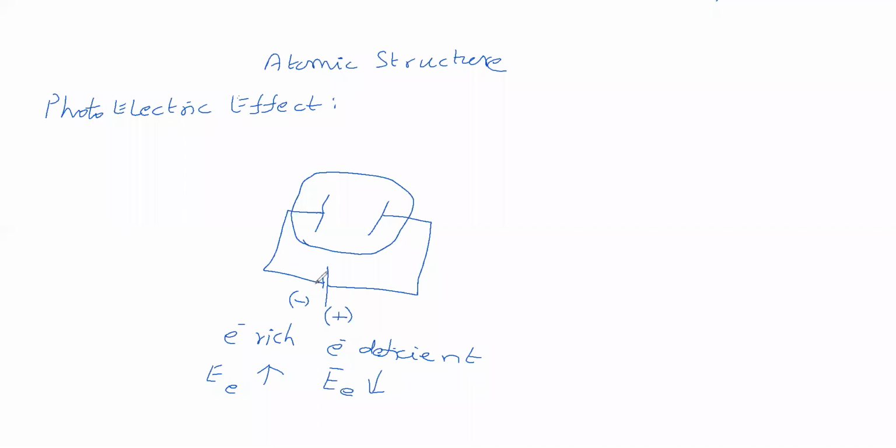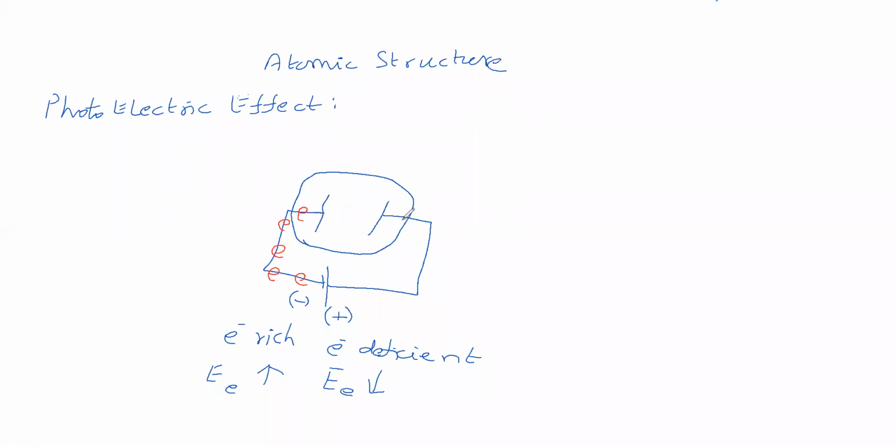Then this part is a wire. This wire is made up of free electrons. Free electrons means ones which can move easily, which can move freely. This wire is having free electrons.